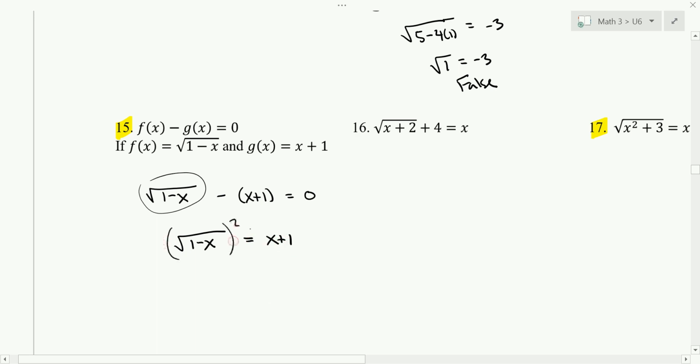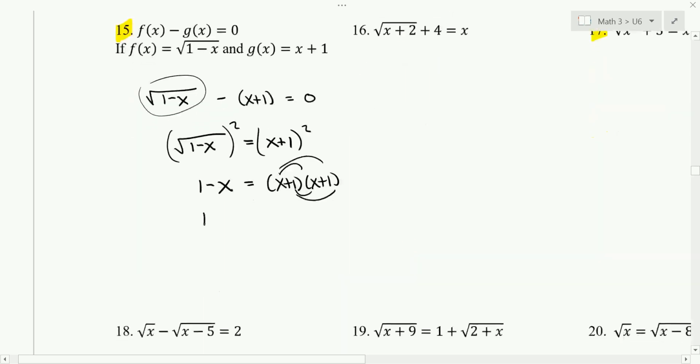Next, I'm going to square both sides. I get 1 minus x is equal to x plus 1 times x plus 1. Distribute, and you get 1 minus x is equal to x squared plus 2x plus 1. Make this equal to 0 by subtracting 1 and adding x to both sides. You get 0 is x squared plus 3x.